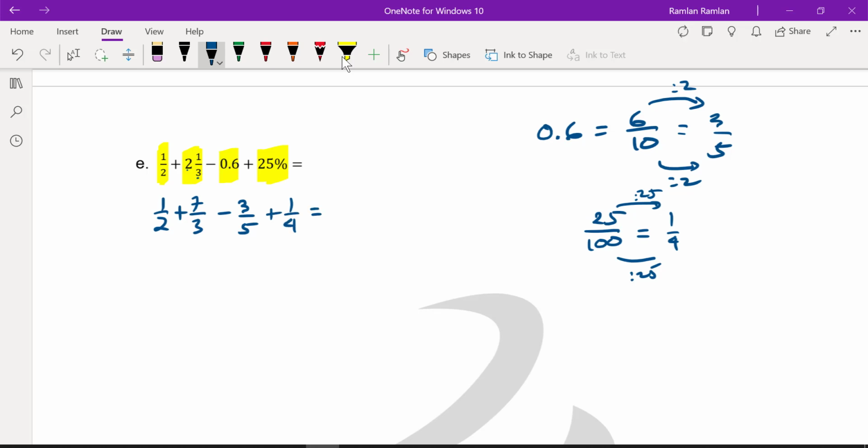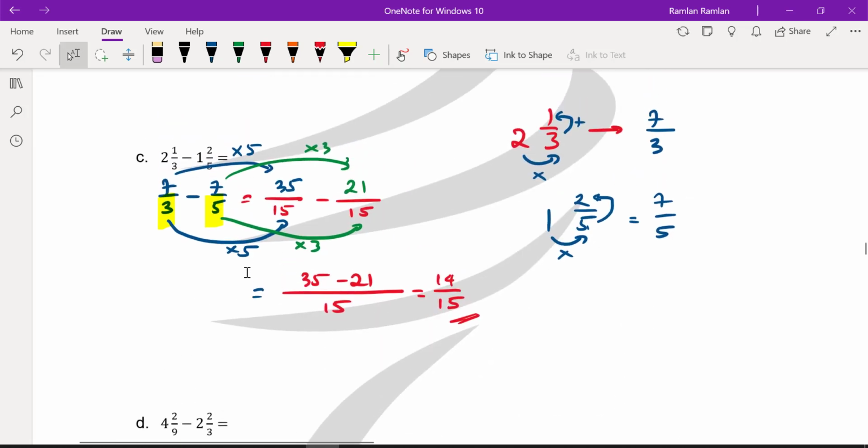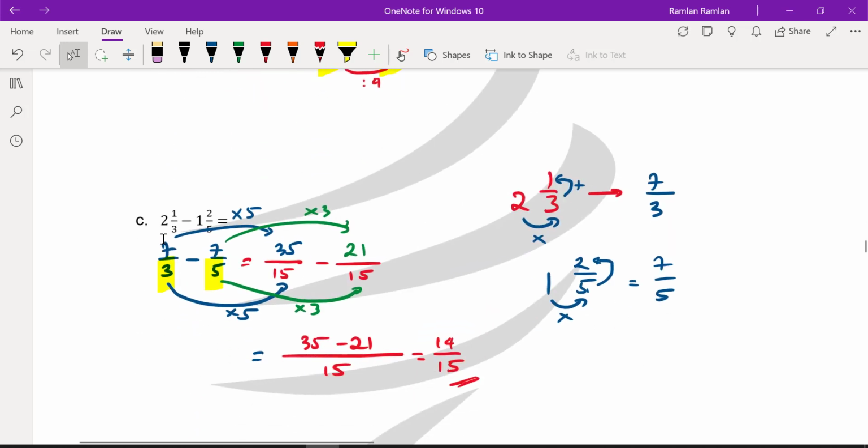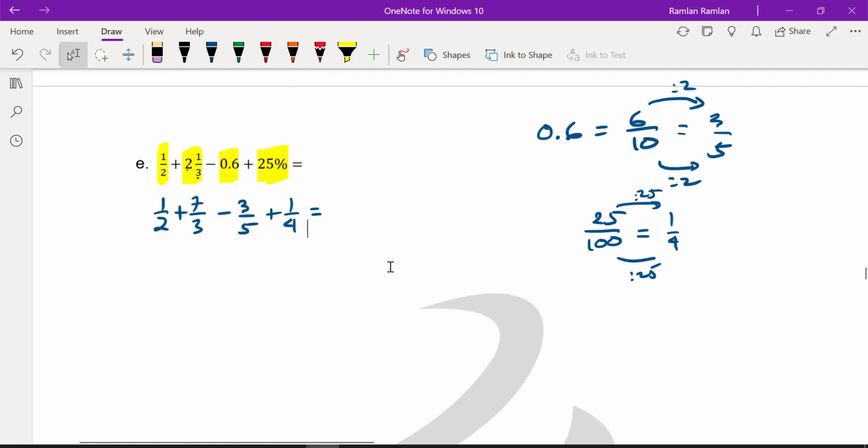Okay, now for this one, it's the same thing as before, but the difference is that previously we only had two fractions, two terms, and here we have four terms. Now we can do it one by one, or we can do it all at once, by finding the lowest common multiple, or the least common multiple, of 2, 3, 5, and 4.